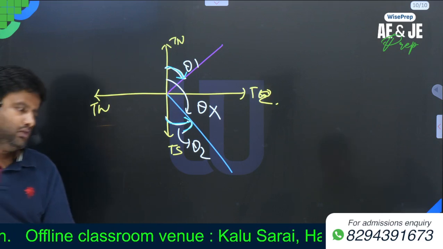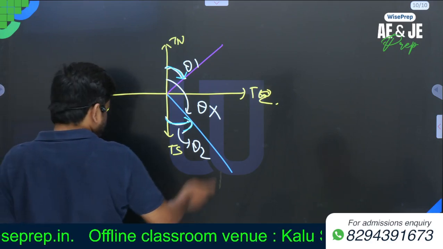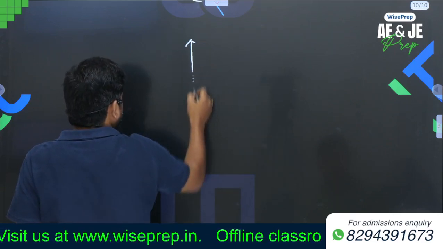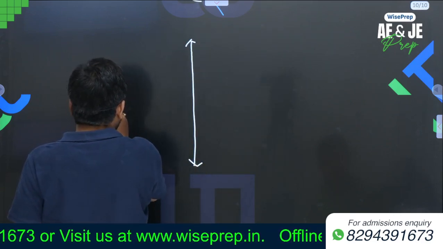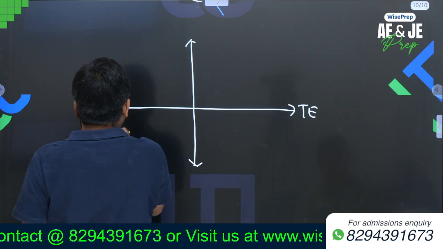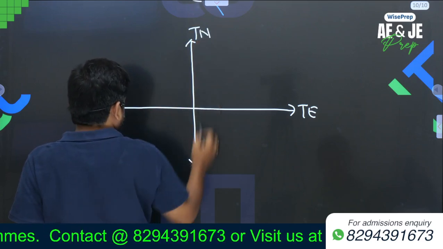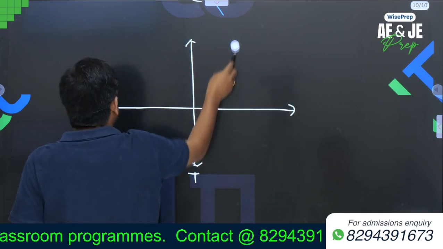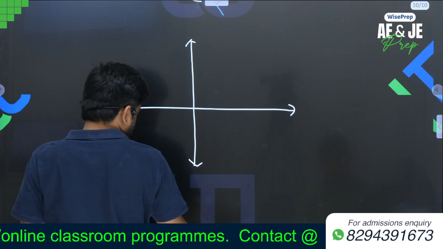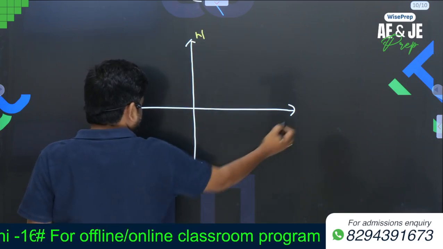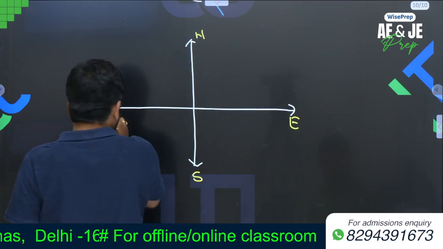Written. Now let's see here. This is true east, true west, true north, true south. Not necessary to write true. Let it be either north, south, east, west.